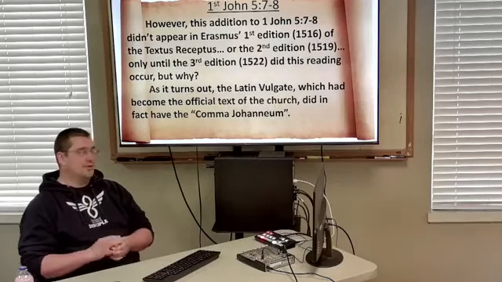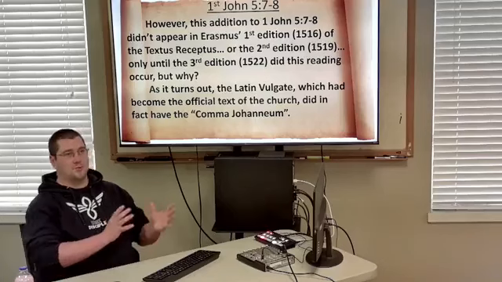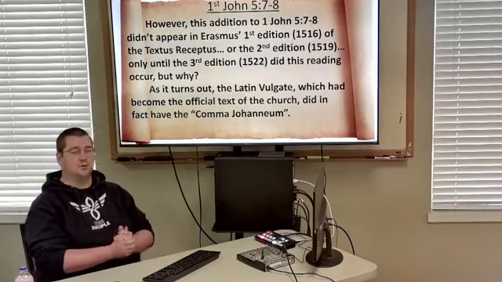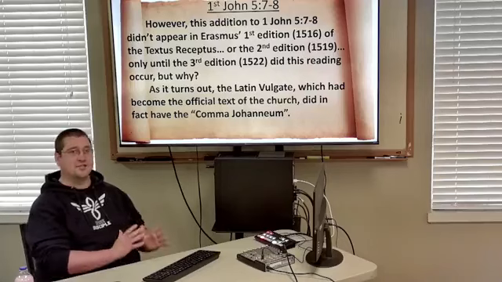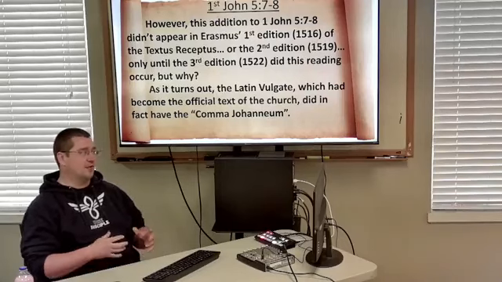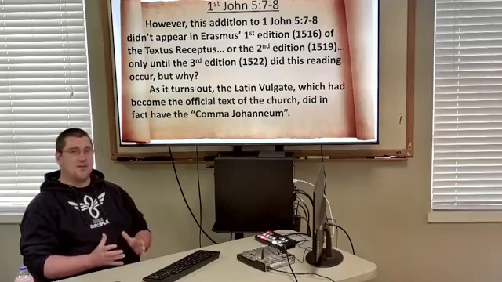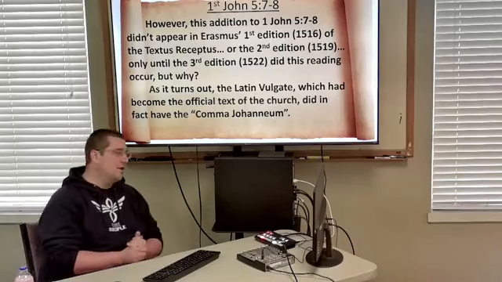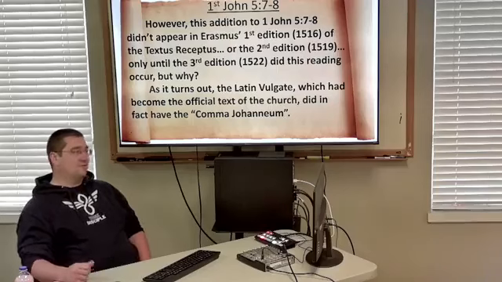So we talked about Desiderius Erasmus, and how the last time we had the session before this, we discussed how the underlying text for the King James Version is the Textus Receptus, and it was first done by Desiderius Erasmus. And 1 John 5:7-8, this section we call the Comma Johanneum, it wasn't in Erasmus's first edition of the TR in 1516.